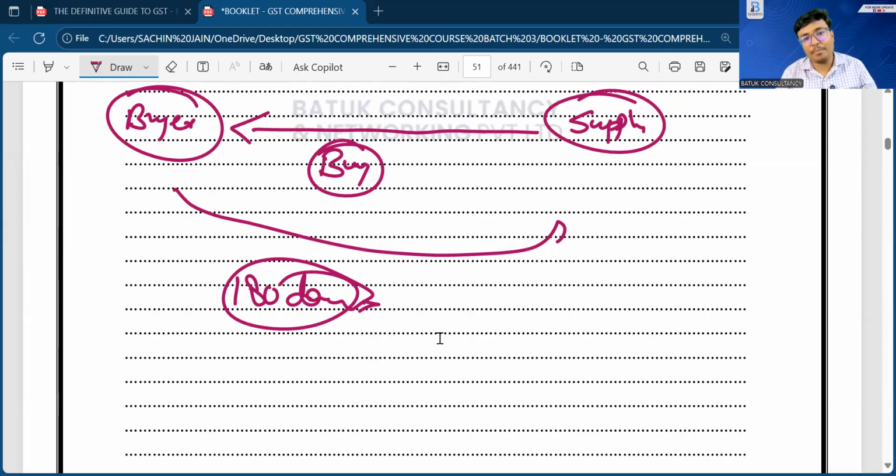In case of EMI basis, your ITC will be allowed on partial basis only. Okay, you will not be eligible to claim the 100% input tax credit. You have to claim the input tax credit on partial basis.